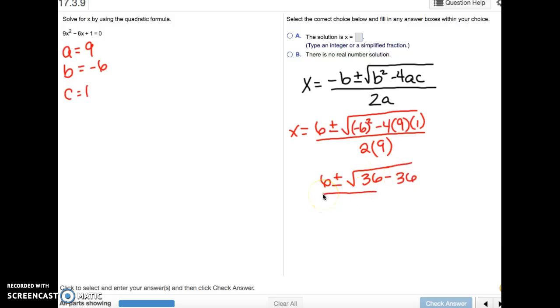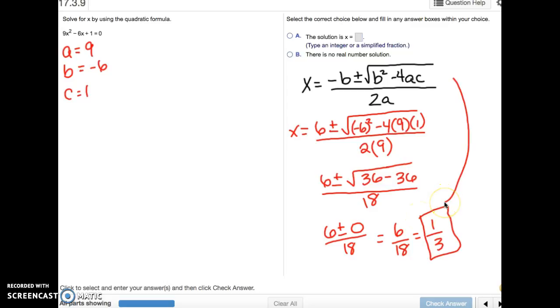And it's all over 2 times 9, which is 18. So I have 6 plus or minus. Now 36 minus 36 is 0, and the square root of 0 is 0. Divide by 18. And I really don't have to worry about adding or subtracting 0 because that's nothing. 6 over 18. So therefore my answer would reduce to 1/3, which is what I would enter in this box for Math Excel.